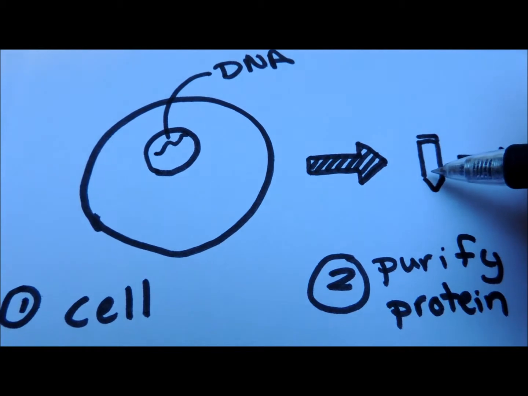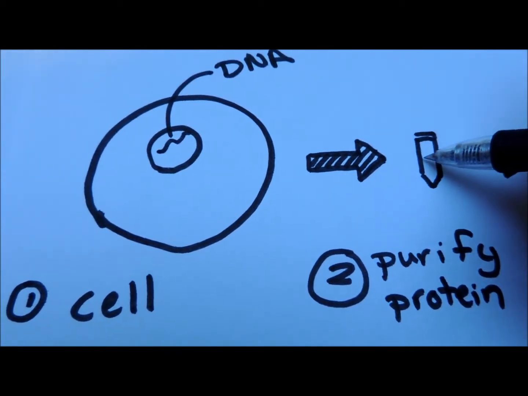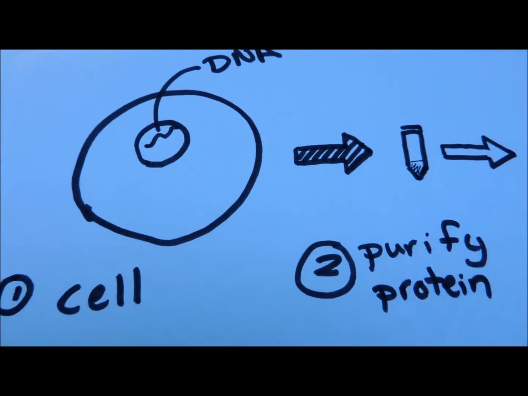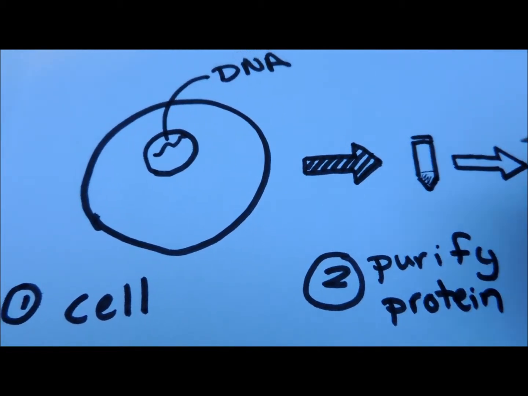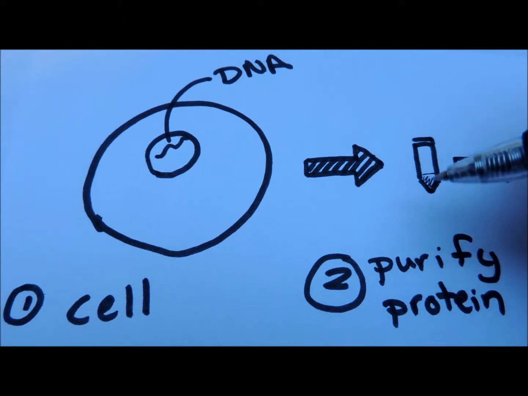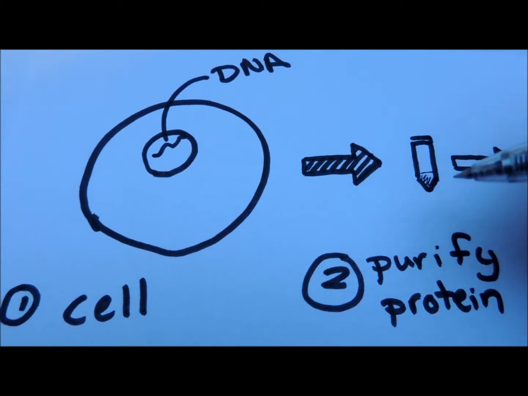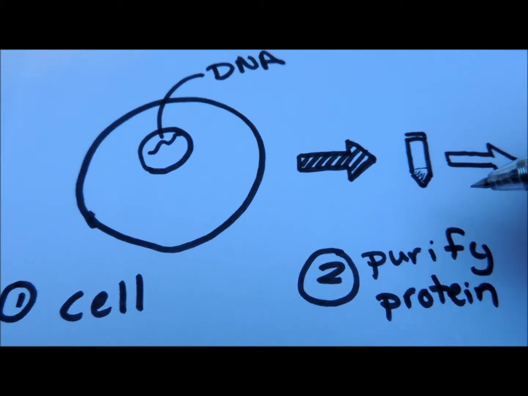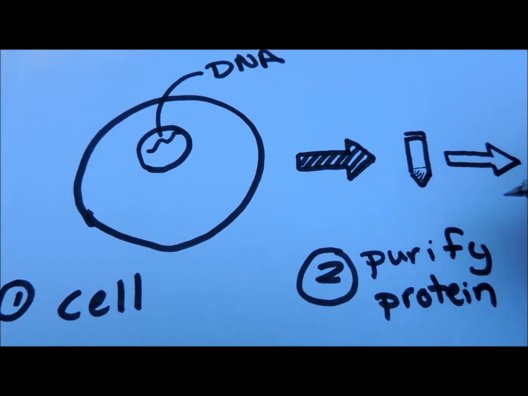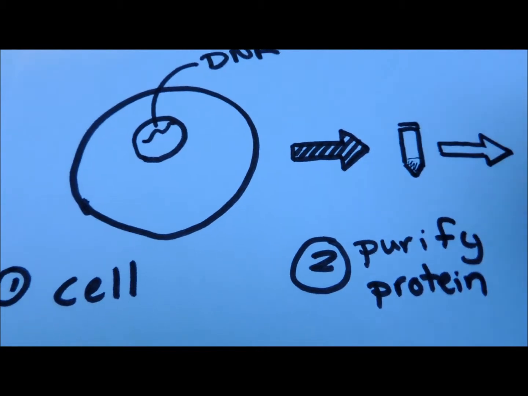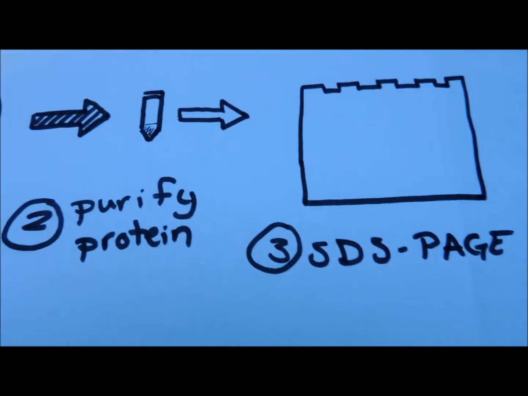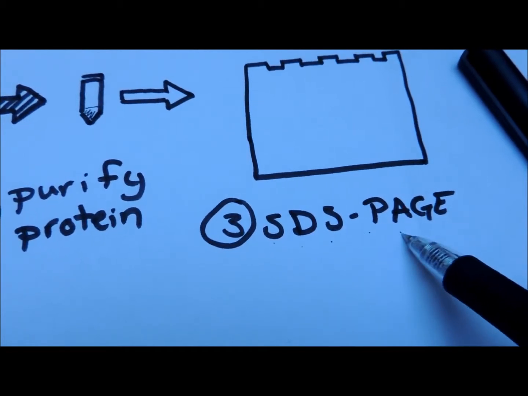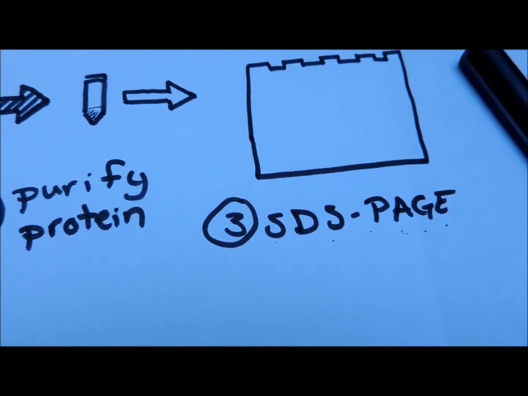Once we have the purified protein, you can see I've got a little tube here that should be holding our protein. There we go, there's our protein. Once we have our protein, what we're going to want to do is separate it so that we can figure out exactly where the proteins we're interested in are located. So the technique I would use to do that is called SDS-PAGE. Sodium dodecyl sulfate polyacrylamide gel electrophoresis.